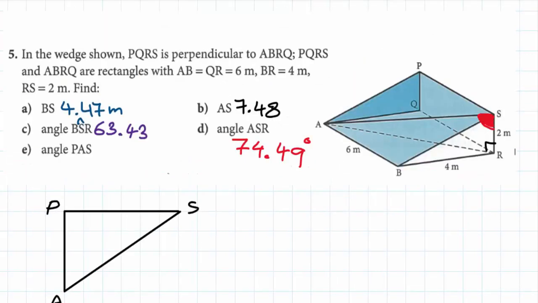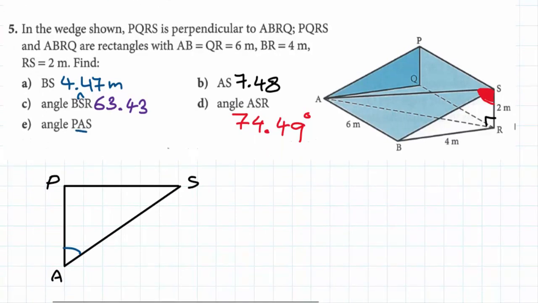Part E, we need to find angle PAS. PAS, so it means we need to find the angle with the A, because A is the middle letter here. Angle PAS. Now look at this triangle. Which sides are given? We know this side, PS, is the same length as QR, which is 6 meters. AS, we found it in part B, it is 7.48. PA, we can also use PA. PA is the same length as BS, and we found BS in part A, which is 4.47. Now all the sides are given.